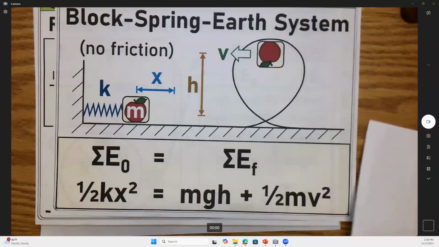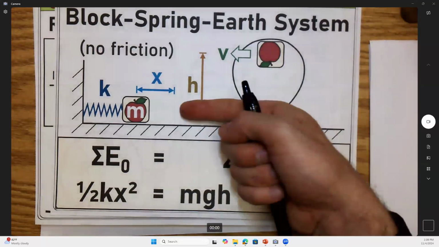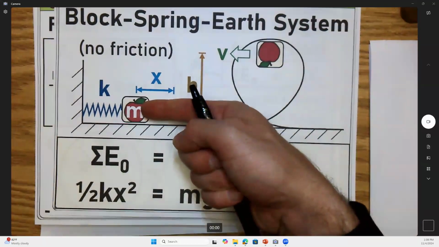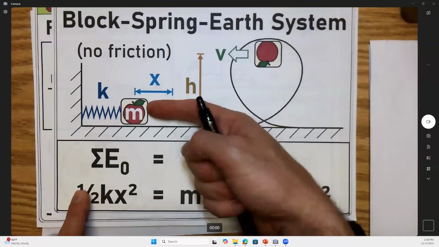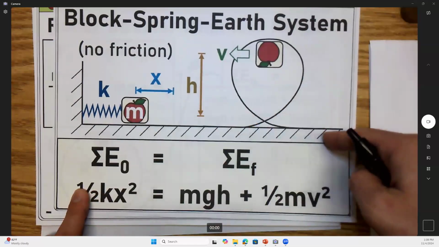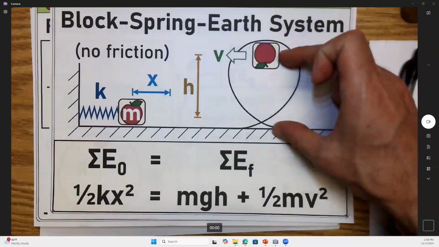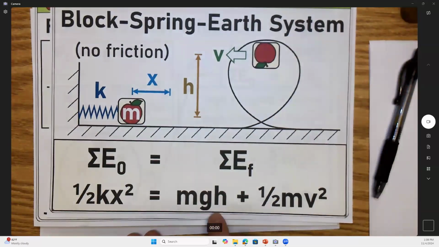Right. So for example, let's add some numbers to this. What if it took 100 joules of energy to compress that spring? 100 joules. You guys got that? Is this number here like 100 joules? Then let it go. Pew! Suppose it takes 30 joules to lift it to this height. Is that this mgh right here like 30 joules? Right? Okay.